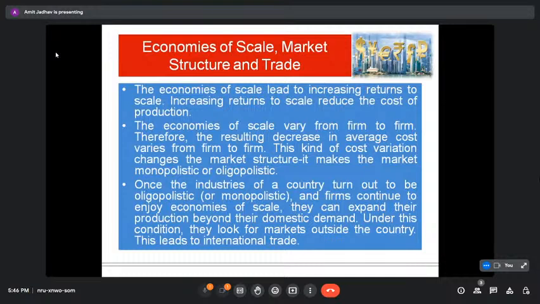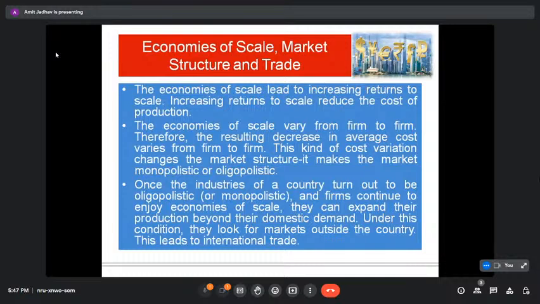And the economies of scale vary from firm to firm. So basically, we can't say the economy of scale is the same for each and every firm. It will have a different economy of scale for a different firm, and therefore the resulting decrease in average cost varies from firm to firm. So similarly, the average cost also varies from firm to firm. This kind of cost variation changes the market structure, and it makes the market monopolistic or oligopolistic.